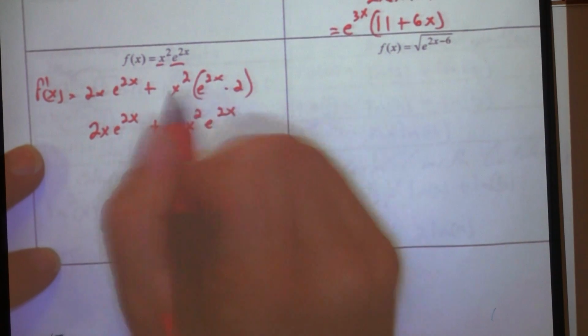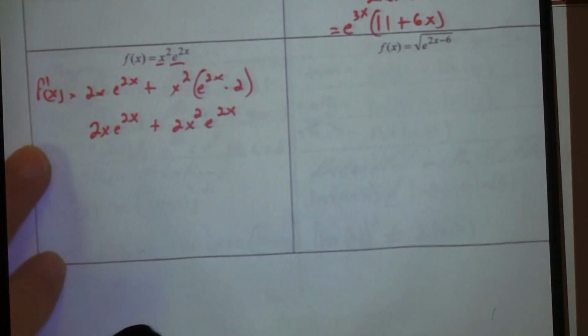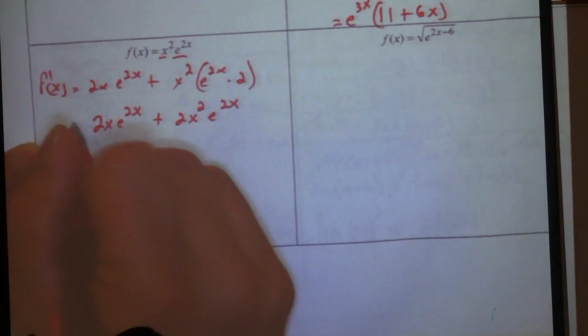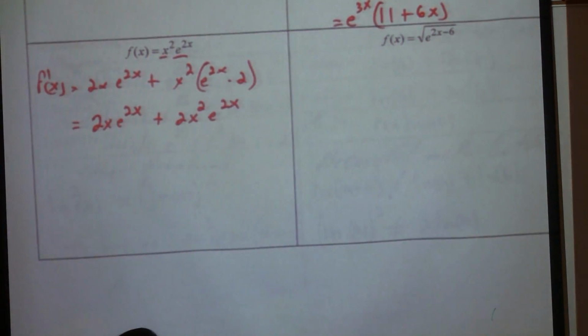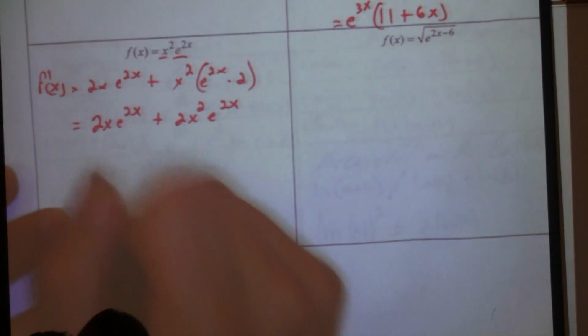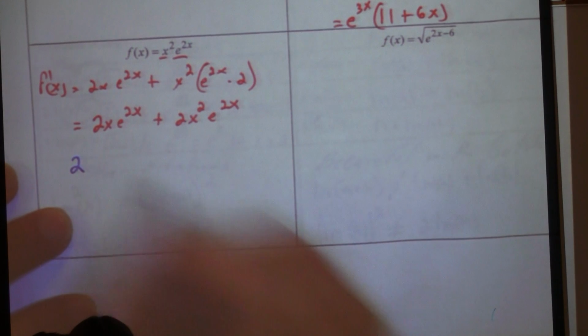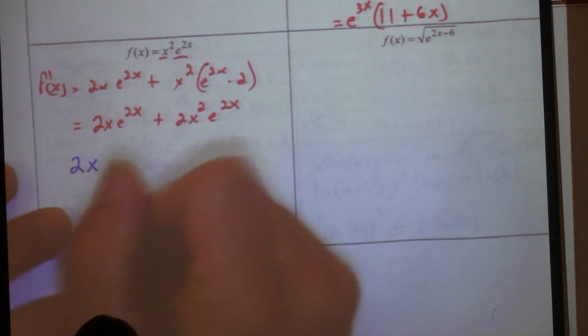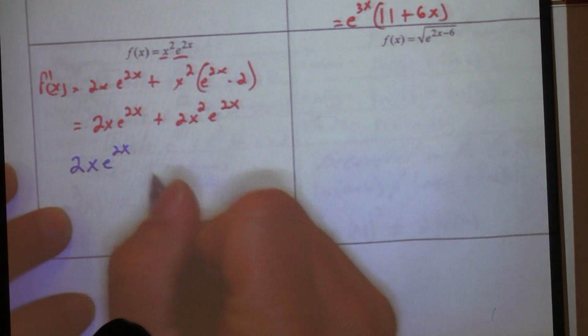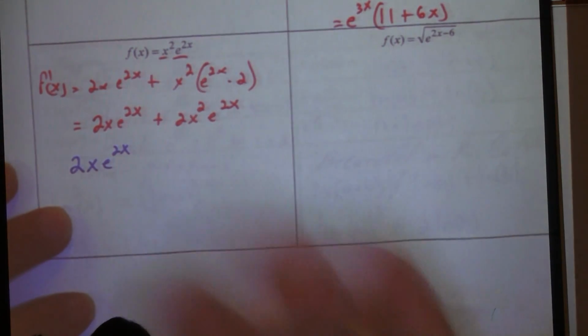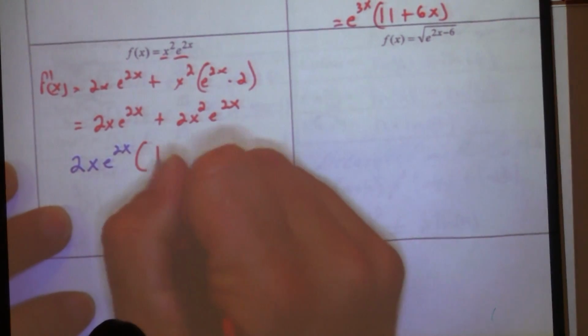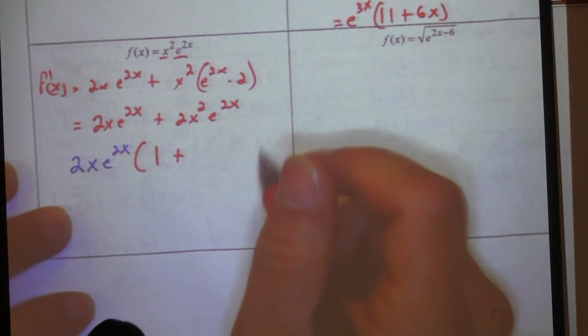So this is 2x e to the 2x plus 2x squared e to the 2x, right? These two multiply. Now looking at those two terms, what do they have in common? What can I take out? A 2, an x, and then e to the 2x. Okay, what's left over? 1 plus x.